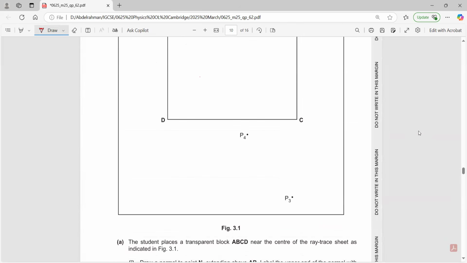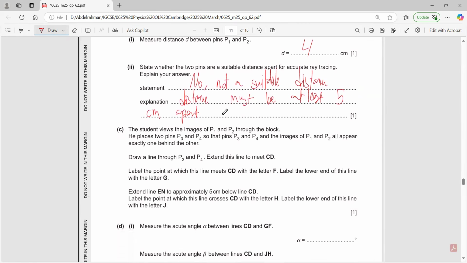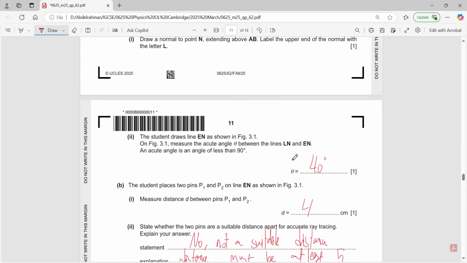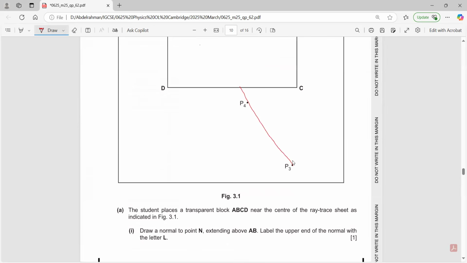We'll do that. Using a ruler, through P3 and P4. It's not the best line, but since you are using a ruler, it should extend all the way until it meets CD. It shouldn't extend beyond CD. Then label the point where this line meets CD with the letter F, and the lower end of the line G. So this point is F, and the lower end is G.